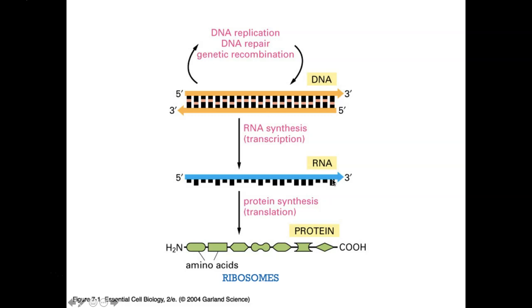So this is what the central dogma of biology says, right? DNA gets replicated and repaired. So DNA can kind of do its own replication. But DNA gets transcribed into RNA in the process of transcription. RNA can also be made into more RNA. So RNA can replicate itself into more RNA, but that's a separate story. But the RNA gets translated into proteins, right? And that happens on ribosomes in the cytoplasm.